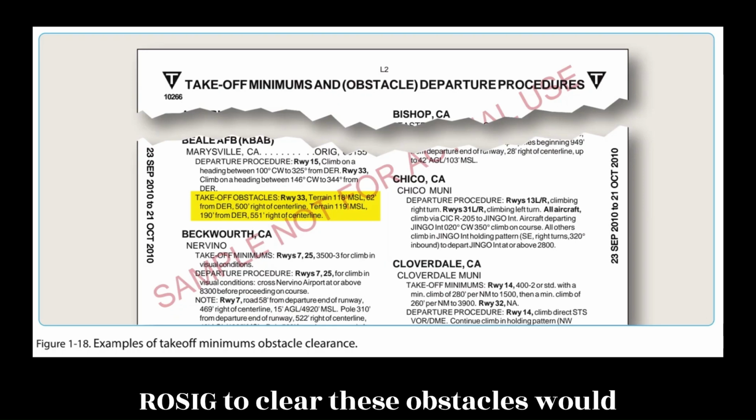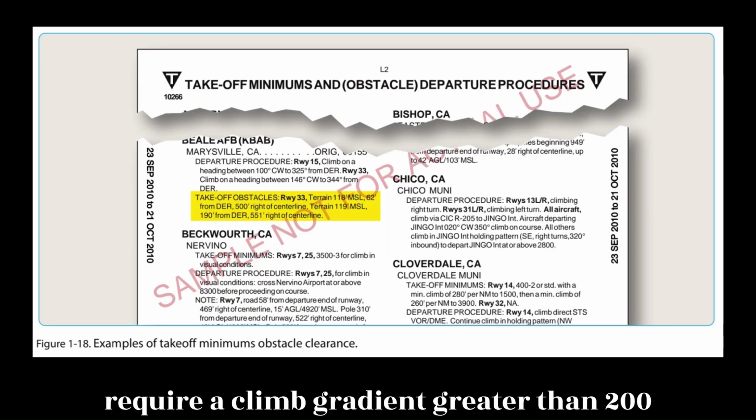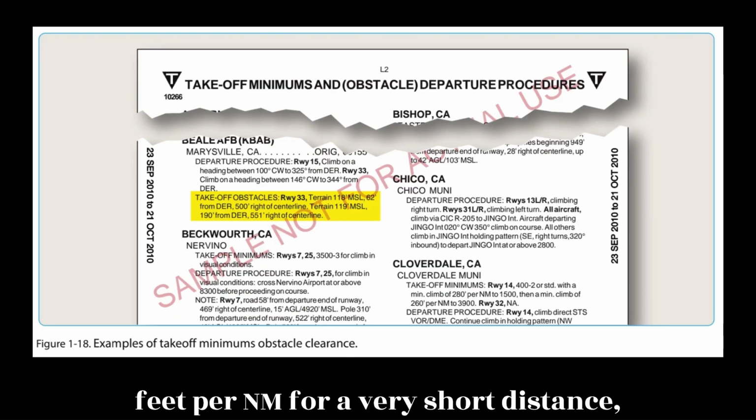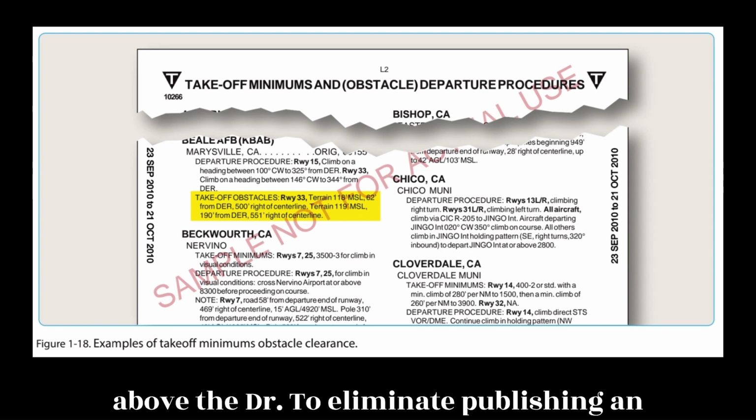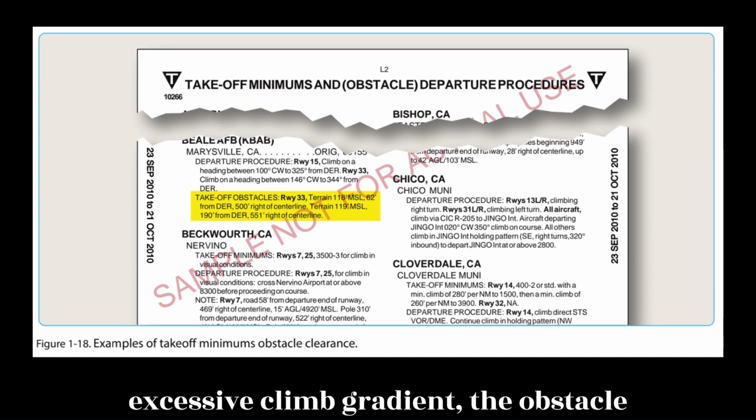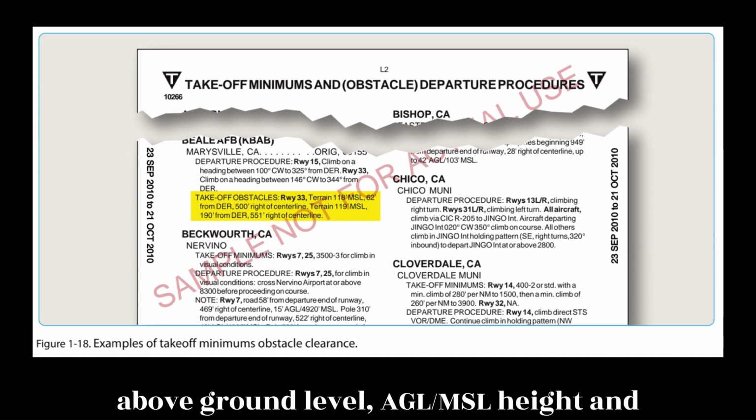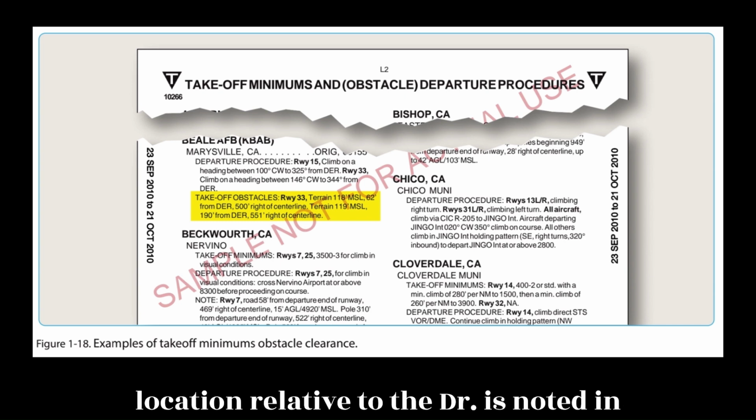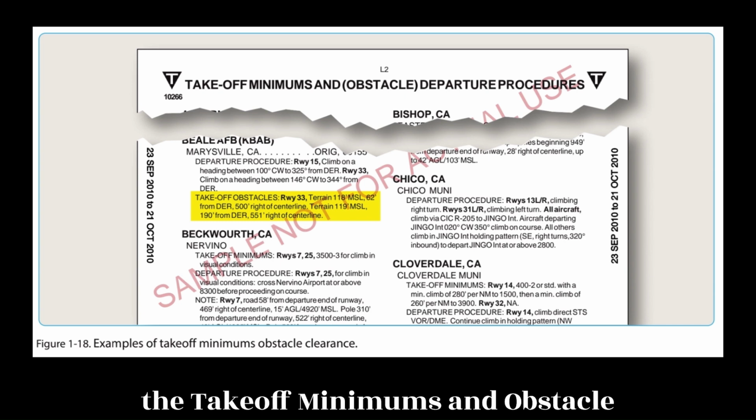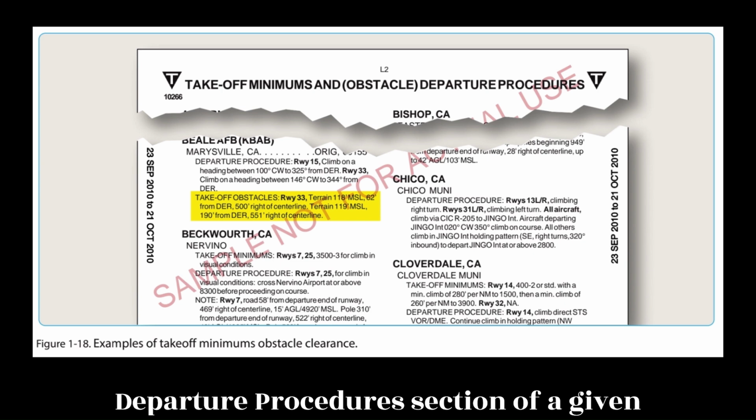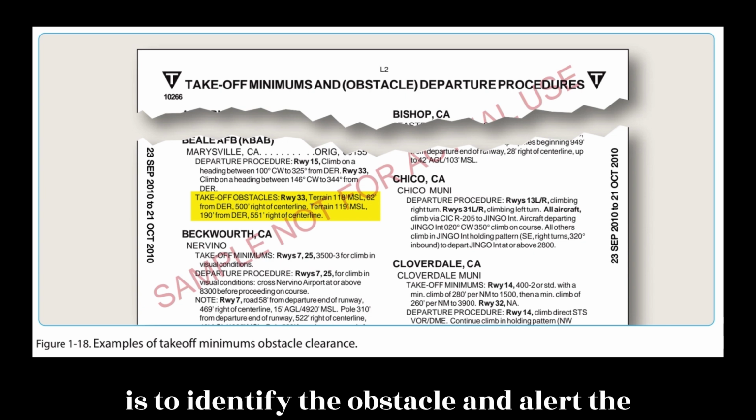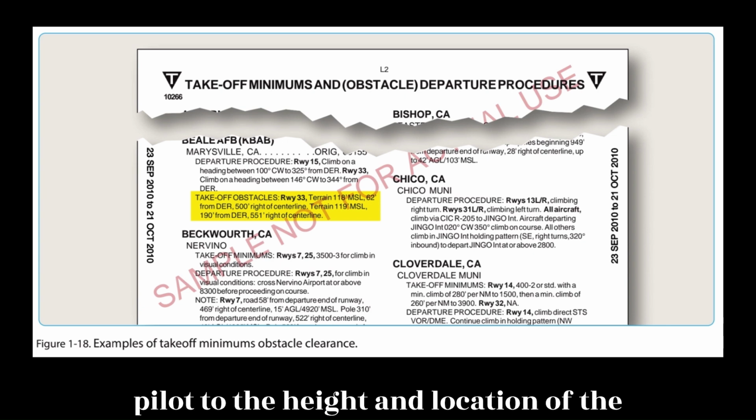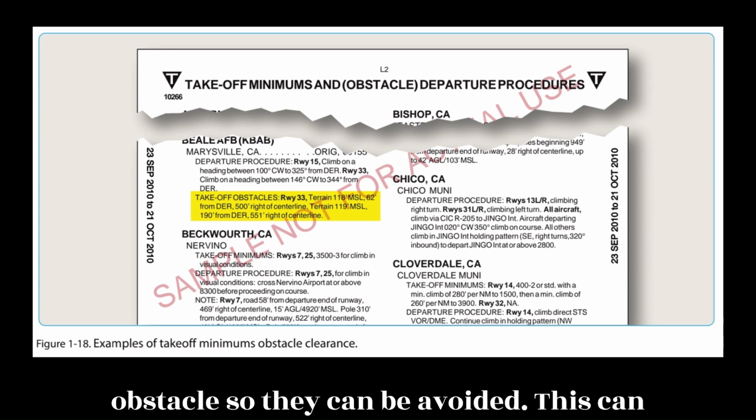The standard ROC/SIC to clear these obstacles would require a climb gradient greater than 200 feet per NM for a very short distance, only until the aircraft was 200 feet above the DER. To eliminate publishing an excessive climb gradient, the obstacle above ground level, AGL/MSL height and location relative to the DER is noted in the takeoff minimums and obstacle departure procedures section of a given TPP booklet. The purpose of this note is to identify the obstacle and alert the pilot to the height and location of the obstacle so they can be avoided.